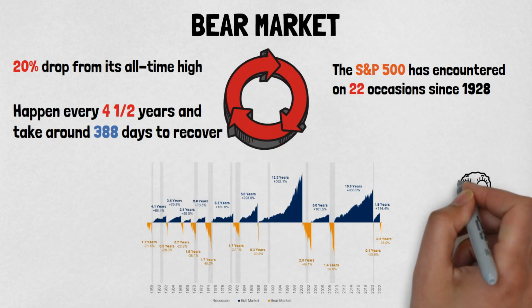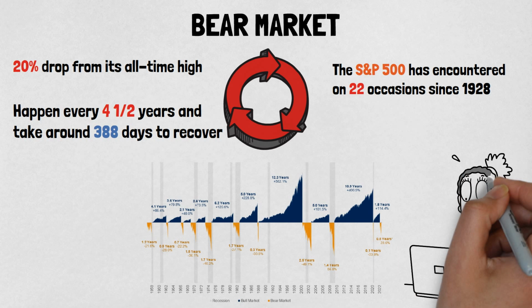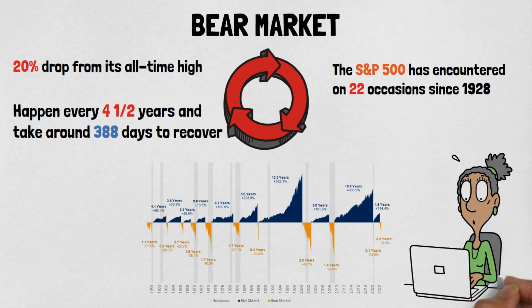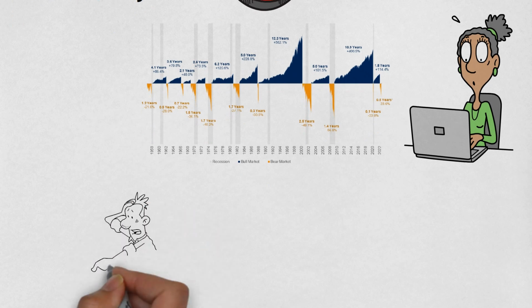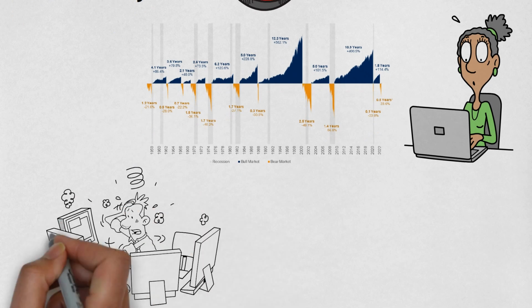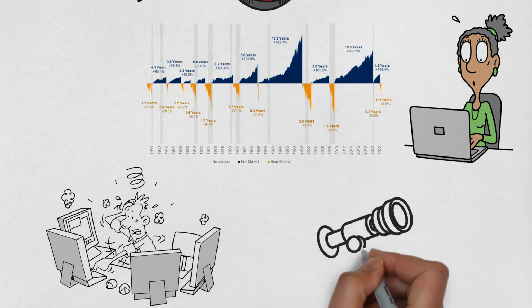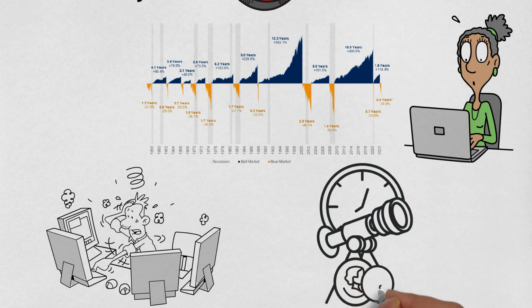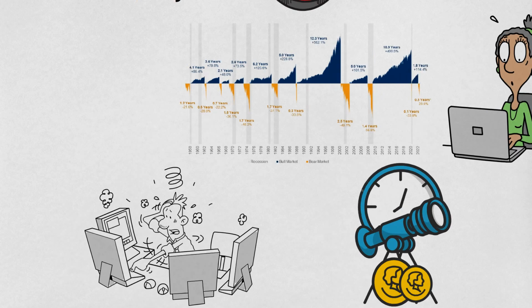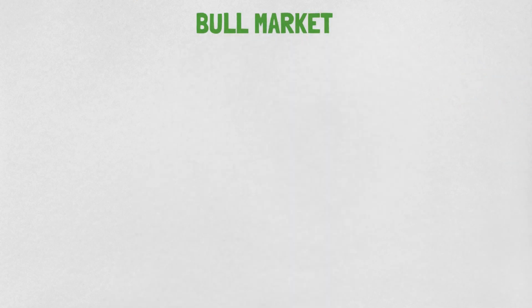Awareness of the potential for market crashes is crucial for investors, as it can help prevent emotional decision-making during downturns. By understanding that market crashes are a normal part of investing, you can avoid making rash decisions, such as selling everything in a panic. Instead, focus on your long-term investment goals and remember that the market has historically recovered from these downturns. Fourth on the list is bull market.